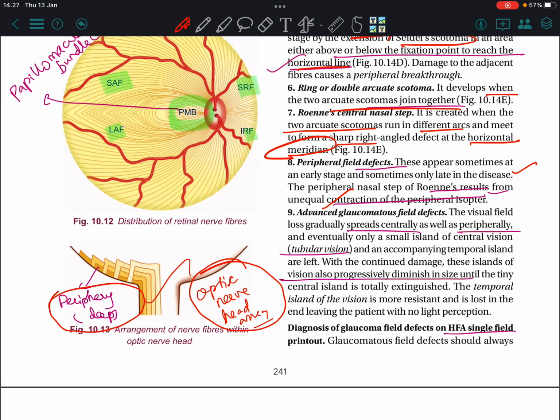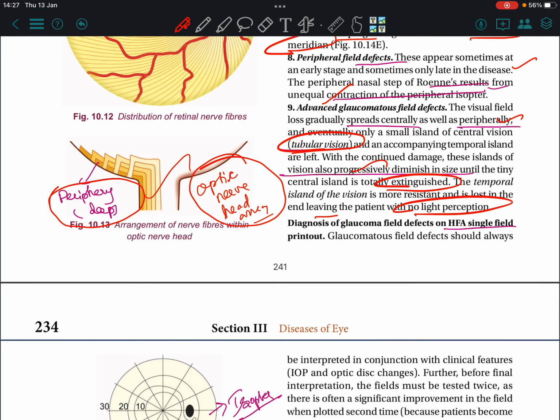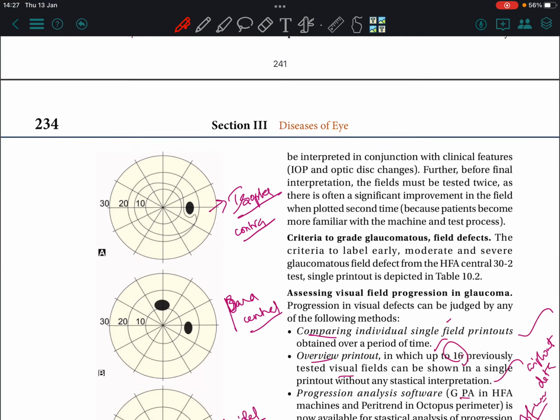After advanced glaucomatous field defects, the visual field loss gradually spreads centrally as well as peripherally, and eventually only a small island of central vision, tubular vision, and an accompanying temporal island are left. With continued damage, these islands of vision also progressively diminish in size until the tiny central island is totally extinguished. The temporal island of vision is more resistant and is lost in the end, leaving the patient with no light perception.